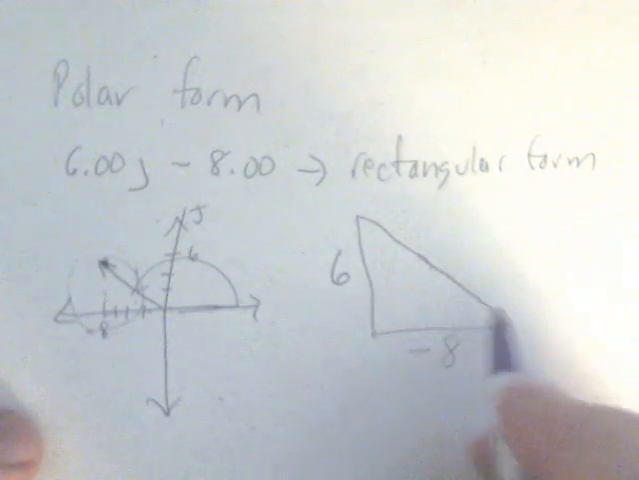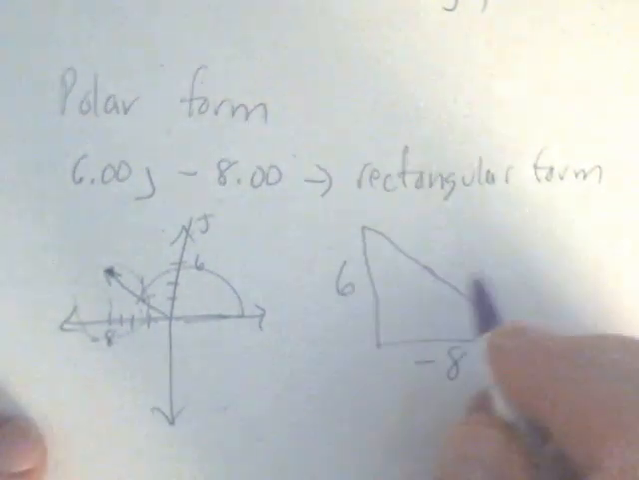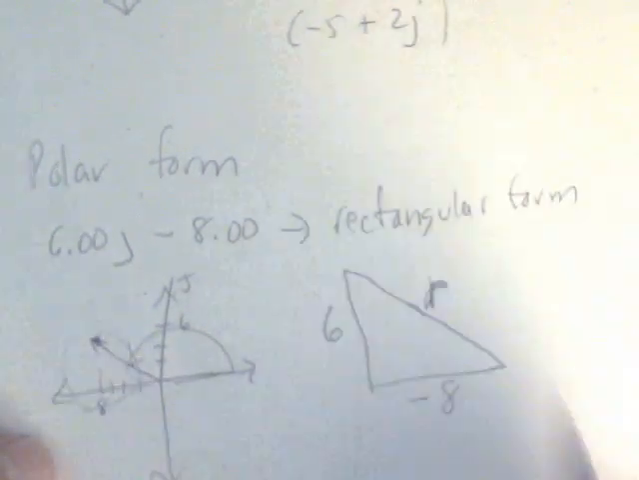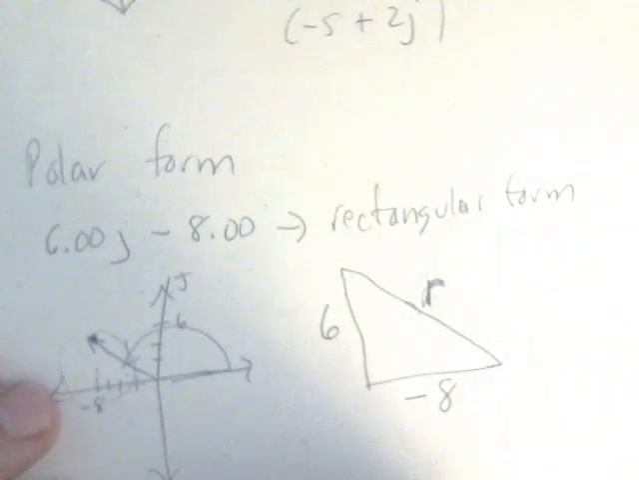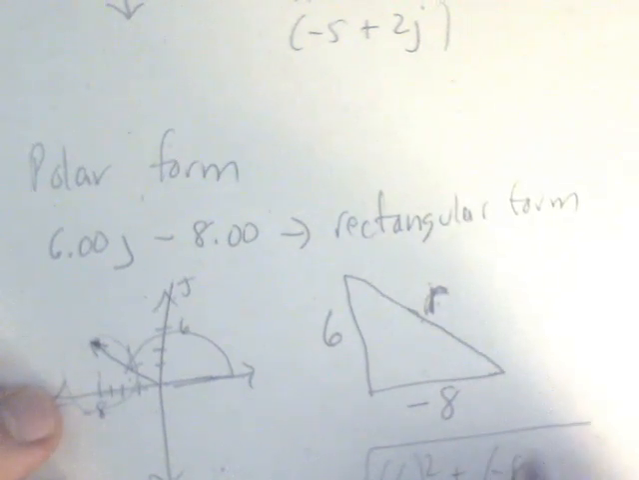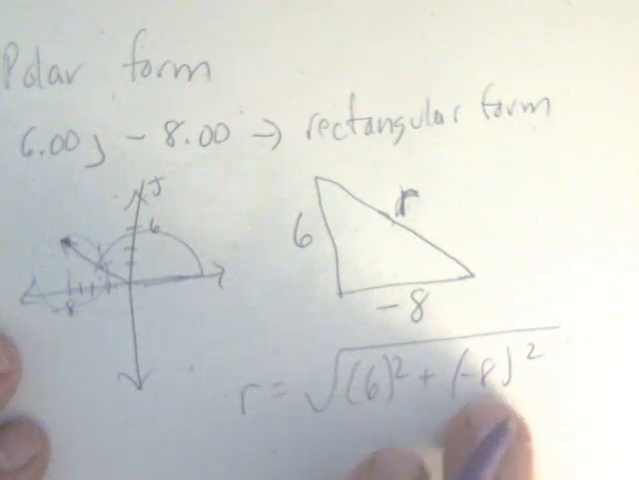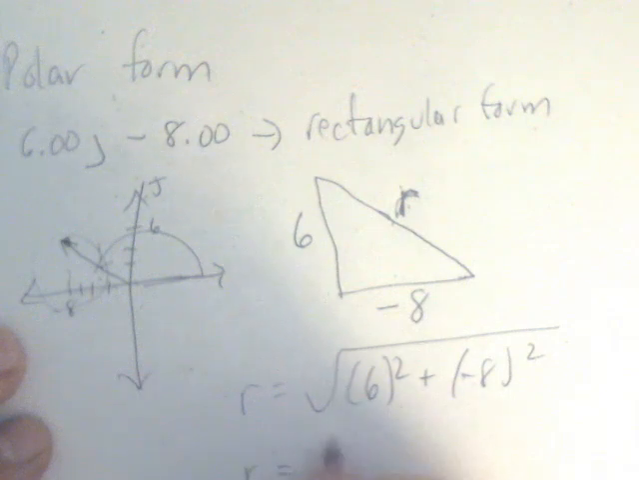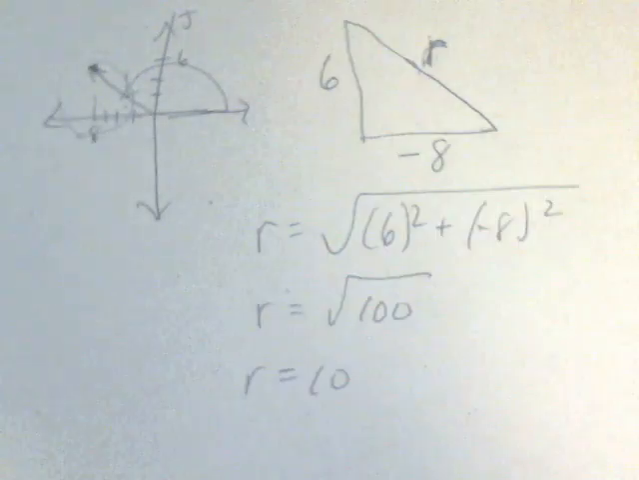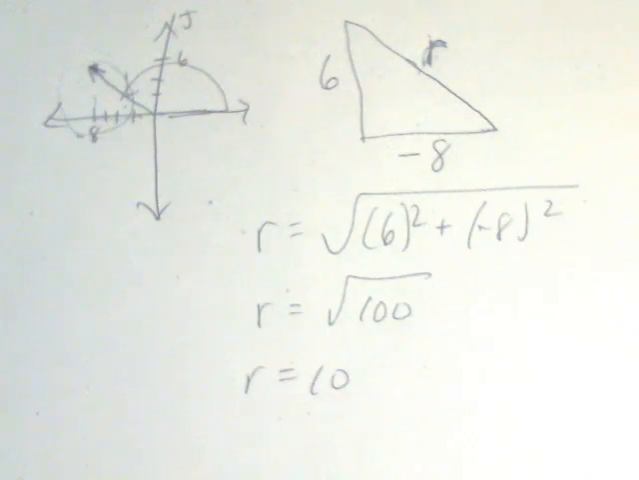Now, we can use our Pythagorean theorem to find this side right here. We'll call this R, so that's our hypotenuse. So R is the square root of 6 squared plus -8 squared. Make sure you square that negative to make it positive. What you should end up with is square root of 100, which is 10. Now I want to give you a second to calculate that to make sure you're typing it correctly into your calculator, because that's where most of the mistakes happen.